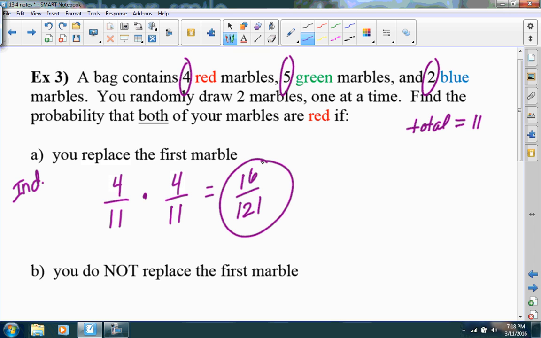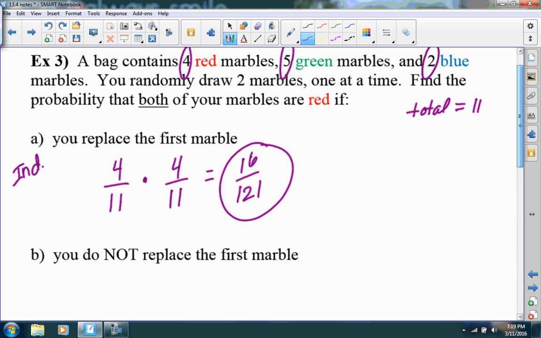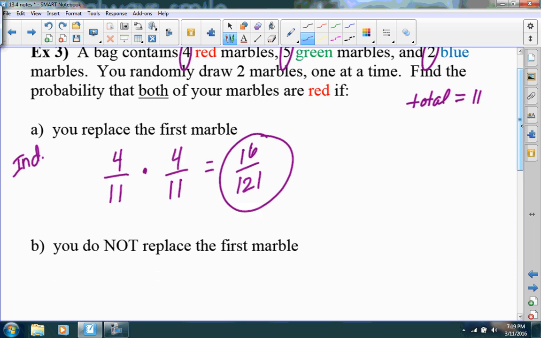That's pretty low. That's not going to happen very often where you're going to pick two red marbles in a row. Now, it could happen 16 out of 121 times, so not very often, but it could happen. Now, for part B, we're going to find the probability of whether or not both marbles would be red if you didn't replace the first marble.